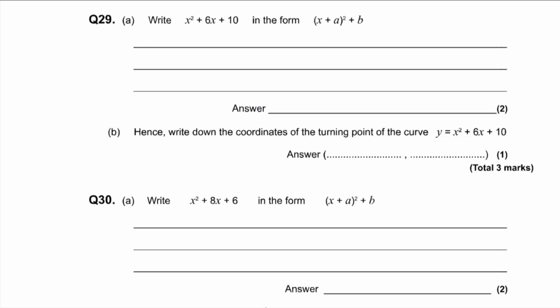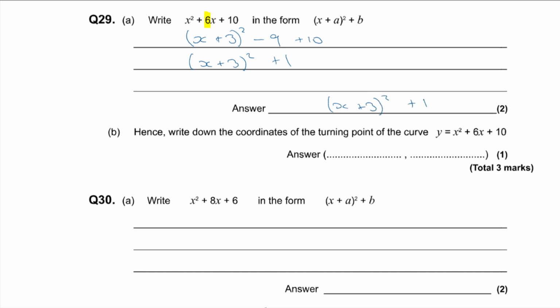Question 29a, write x squared plus 6x plus 10 in the form x plus a all squared plus b, so in complete square form. So again, we're going to take this number in front of the x, we're going to halve it, and we're going to write down x plus 3 all squared. That's the square part of it. Remember, we now need to take off the square of 3, which is 9, and then the plus 10 that was already there, we need to add on again at the end. Just tidying that up, x plus 3 all squared minus 9 plus 10 is plus 1, isn't it? So my answer then is x plus 3 all squared plus 1.